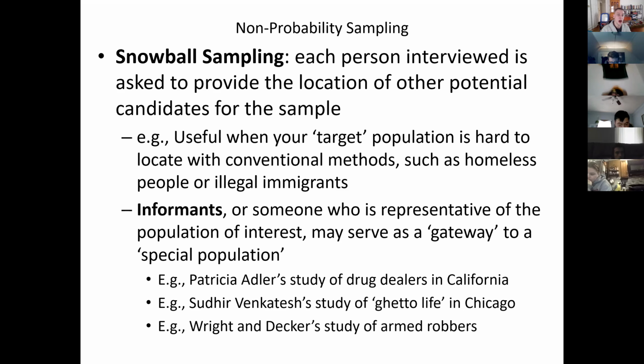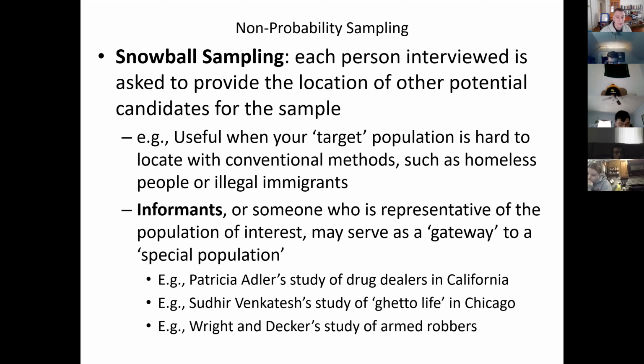Sometimes you have what you call informants, people who represent that population and serve as a kind of gateway. They introduce you to other people in marginalized populations who are probably not going to turn up in any large database.